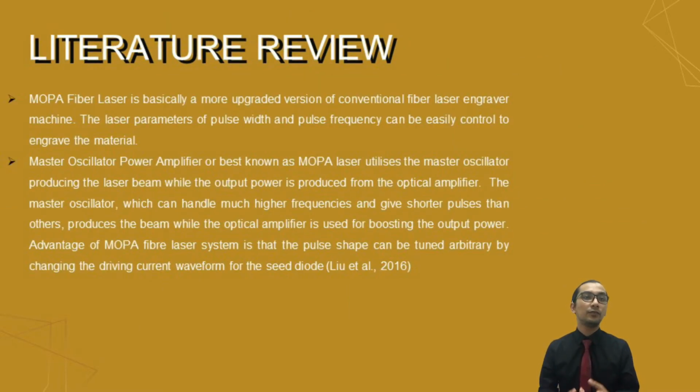The next literature review is that the MOPA fiber laser is basically a more upgraded version of the conventional fiber laser engraving machine. The advantage of the MOPA fiber laser is that the pulse shape can be tuned arbitrarily by changing the driving current waveform for the seed diode. MOPA fiber laser utilizes the master oscillator to produce the laser beam, while the output power is produced from the optical amplifier. The master oscillator, which can handle much higher frequency and give shorter pulses than others, produces the beam, while the optical amplifier is used for boosting the output power.